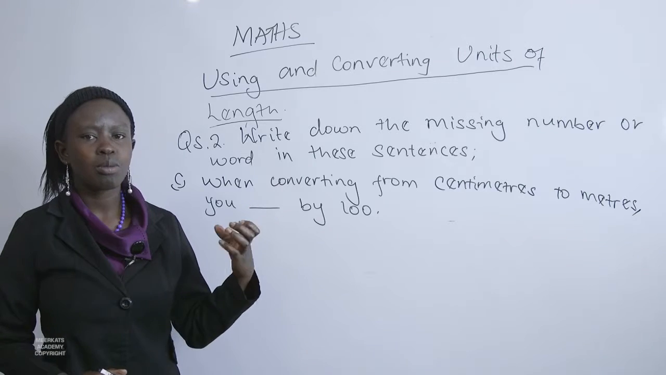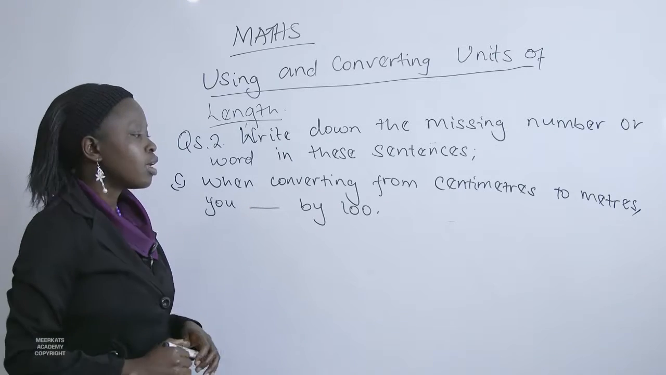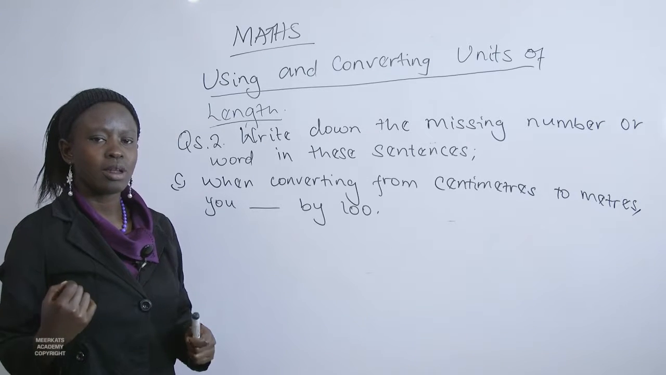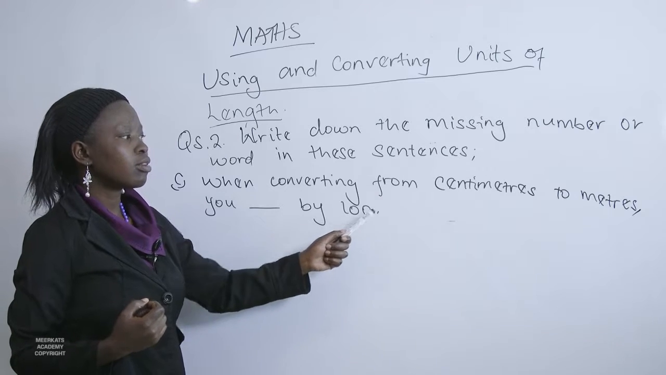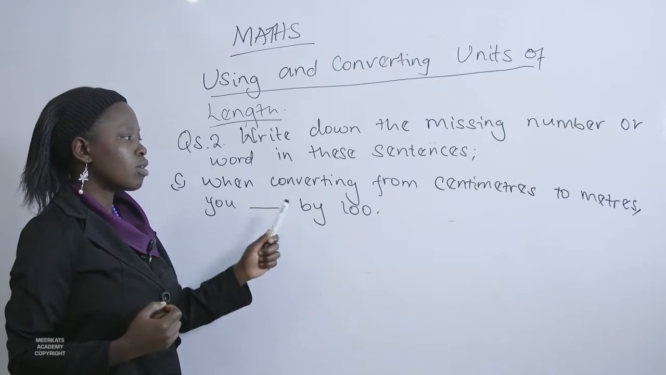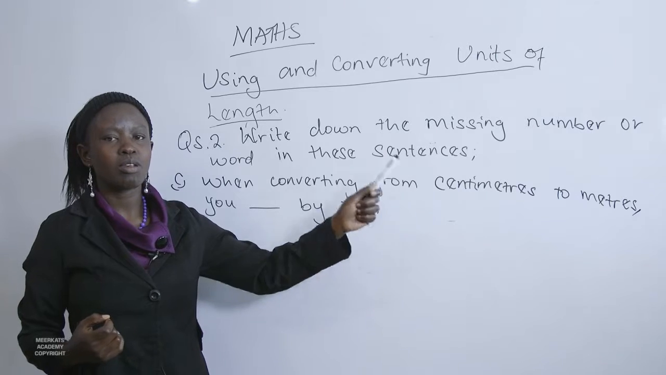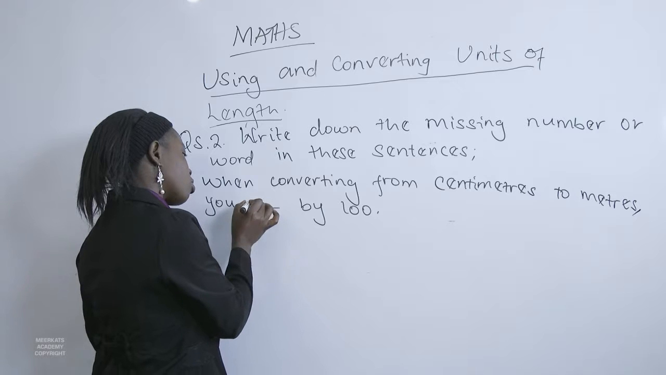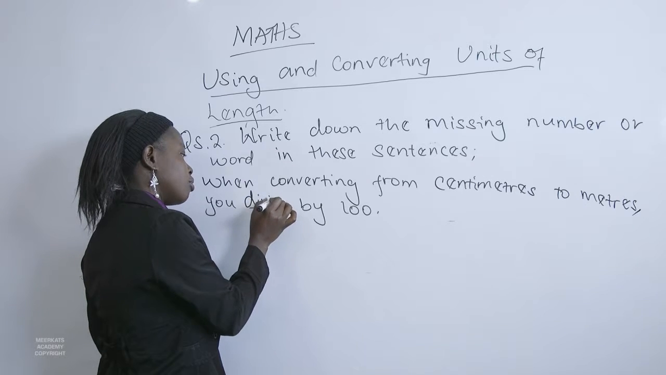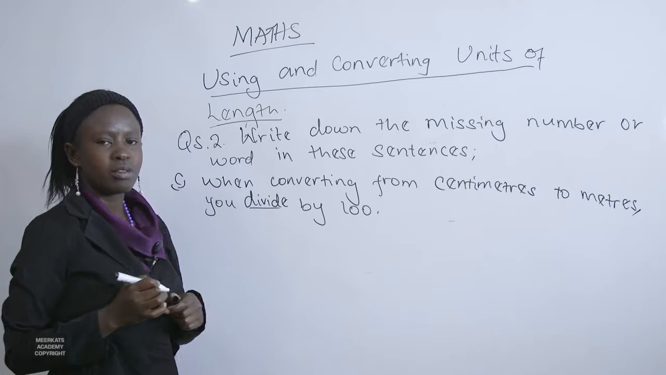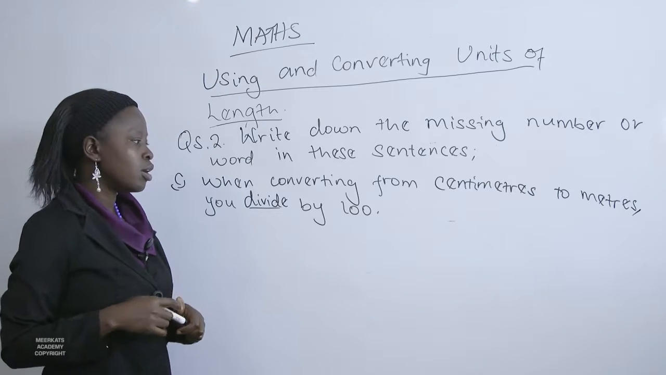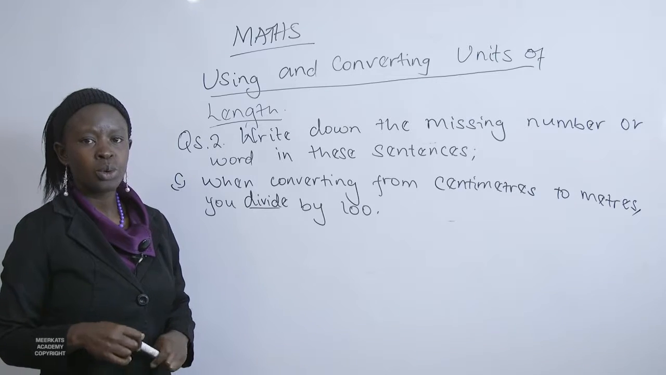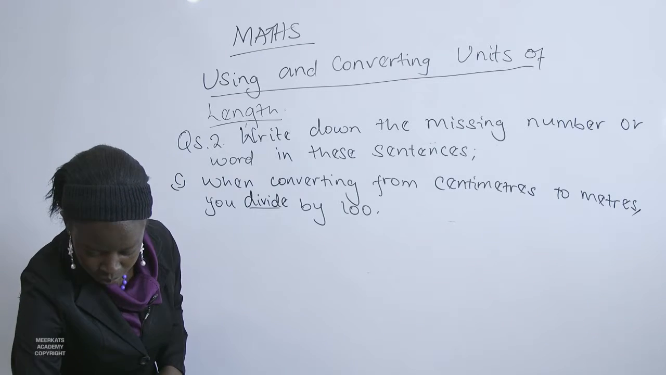When you are converting from a smaller unit to a larger unit, then we divide by the value that is relating the two of them. And we know that 100 centimeters makes 1 meter. So this means when we are converting from centimeters to meters, we divide by 100. So the missing word is divide. We divide the value you have by 100 to get its equivalent value in meters.